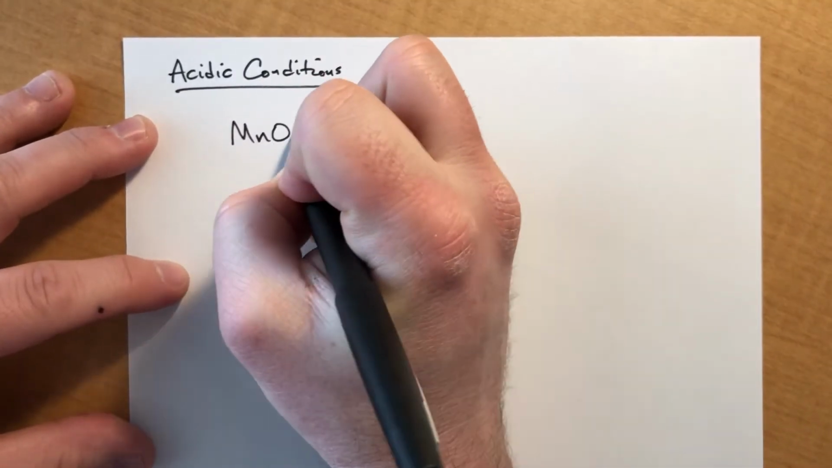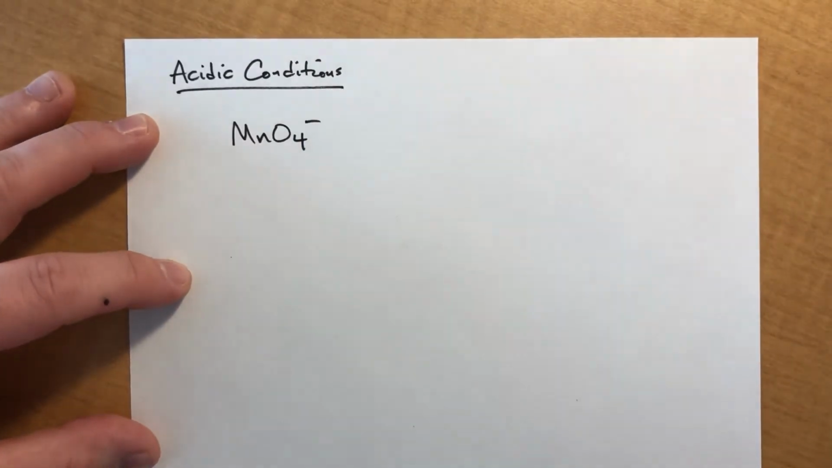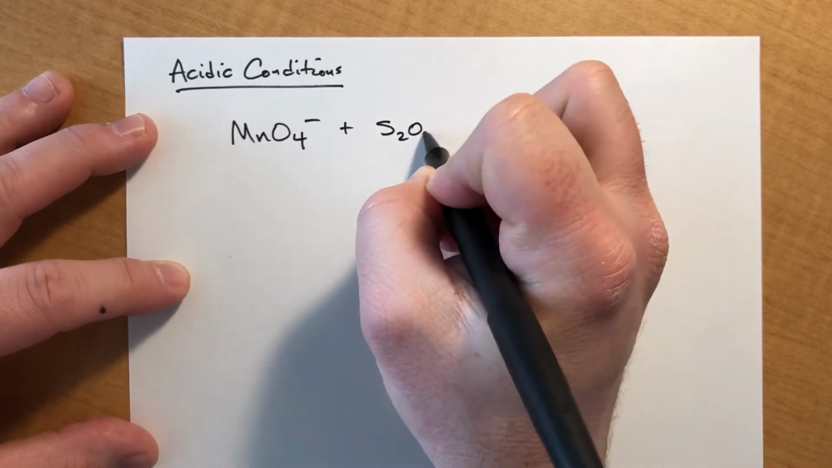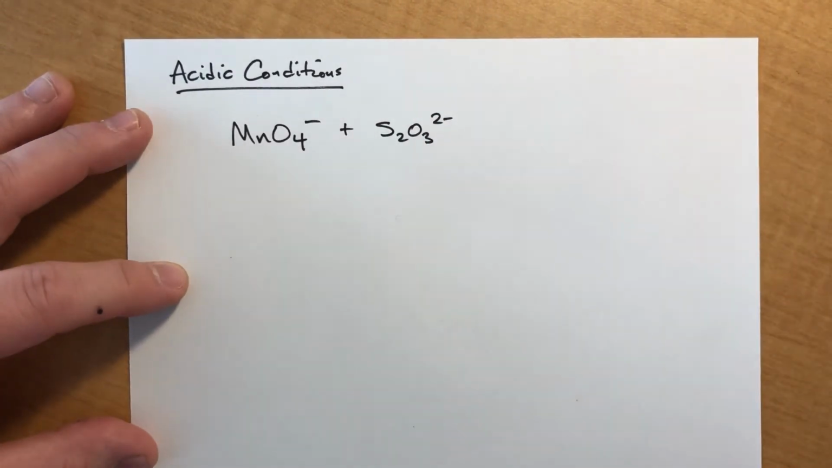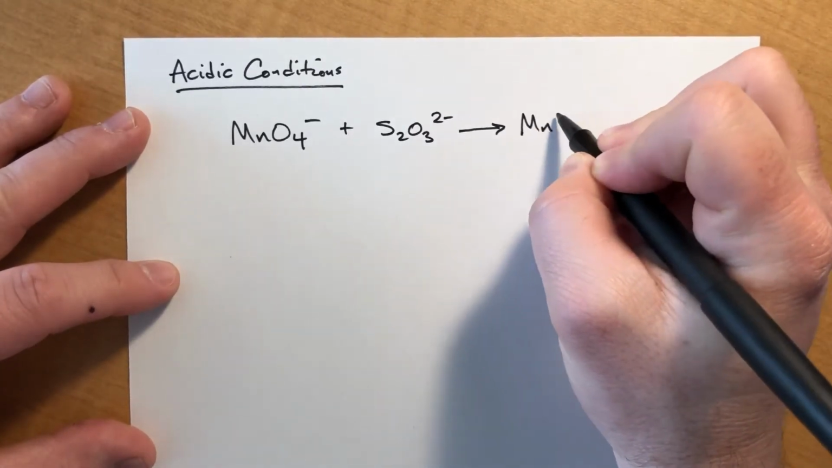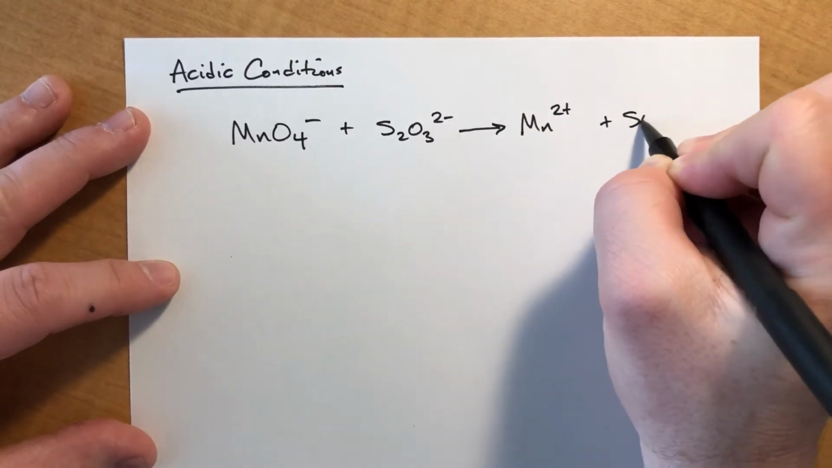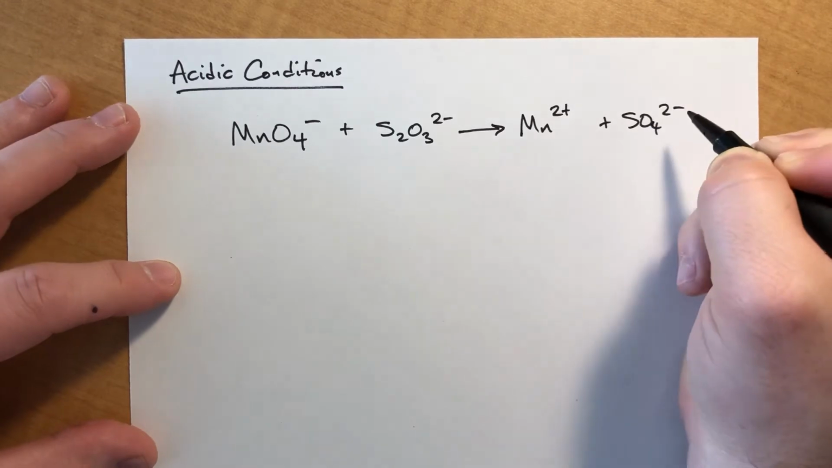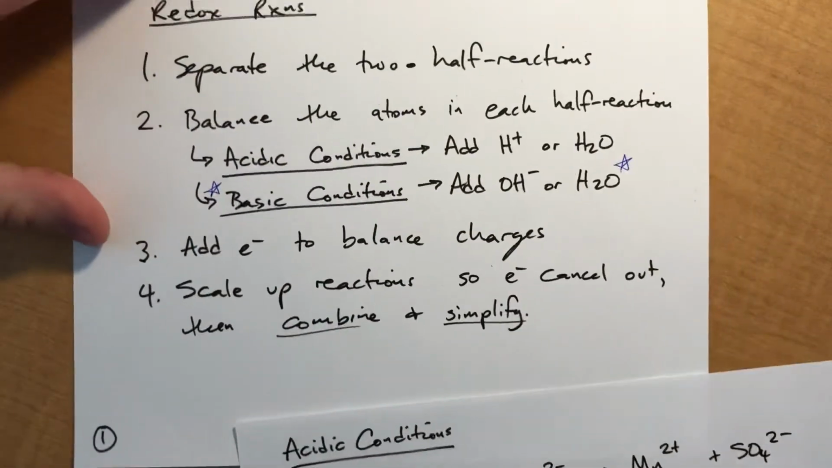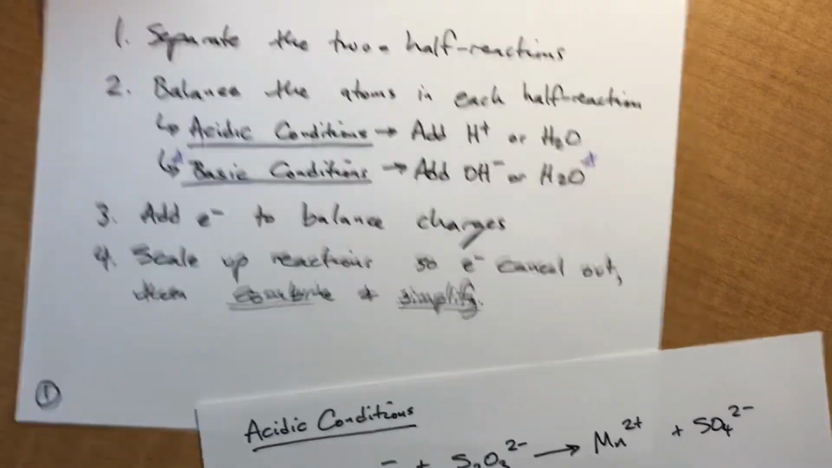Let's say we take MnO4 minus, which is permanganate, and react it with thiosulfate. Doesn't really actually matter if you have any clue what these polyatomic ions are. And the products are Mn2 plus and SO4 2 minus. So if we look back at the steps, which I'll keep handy here, the first step is we separate the two half reactions.